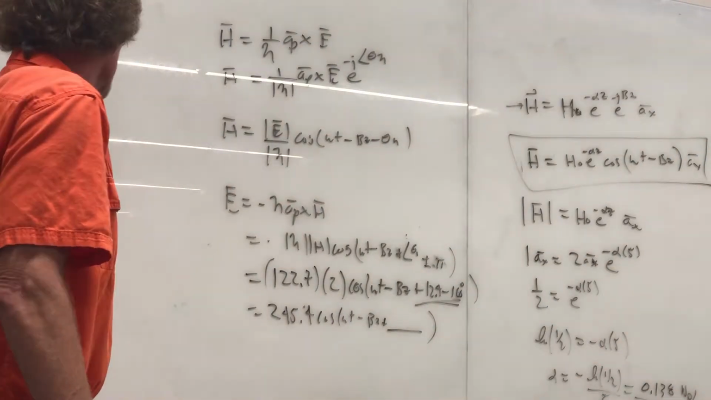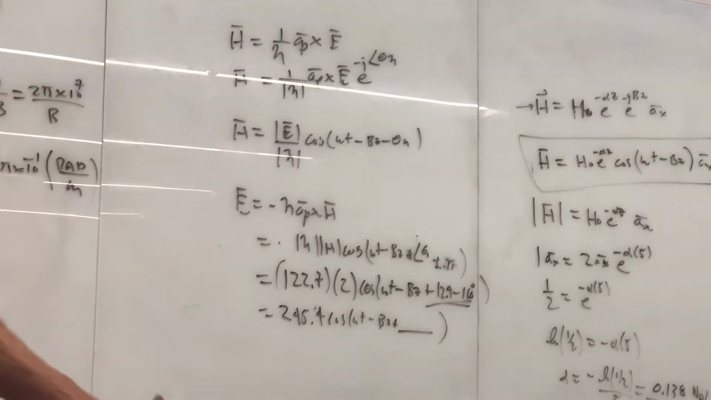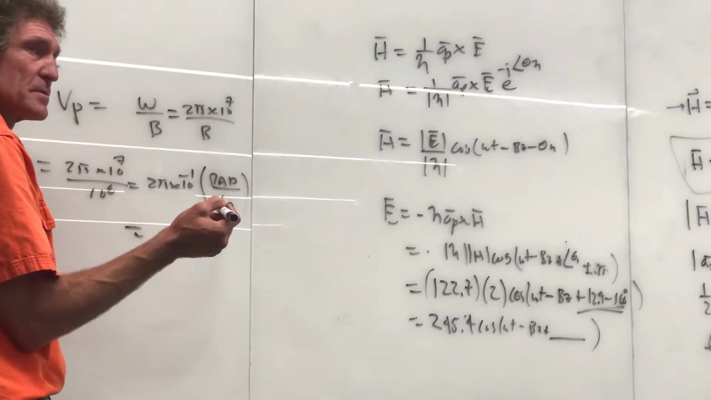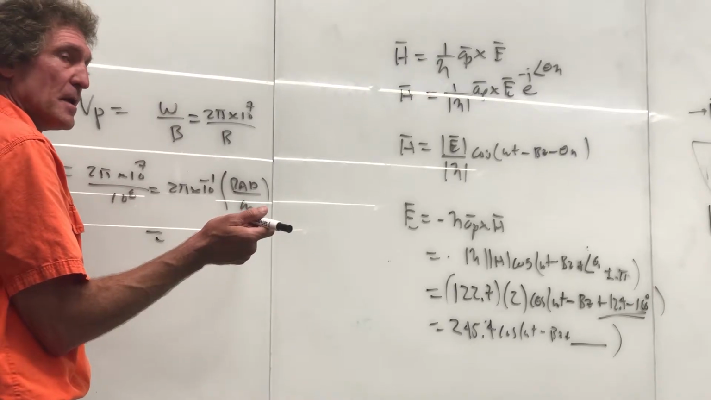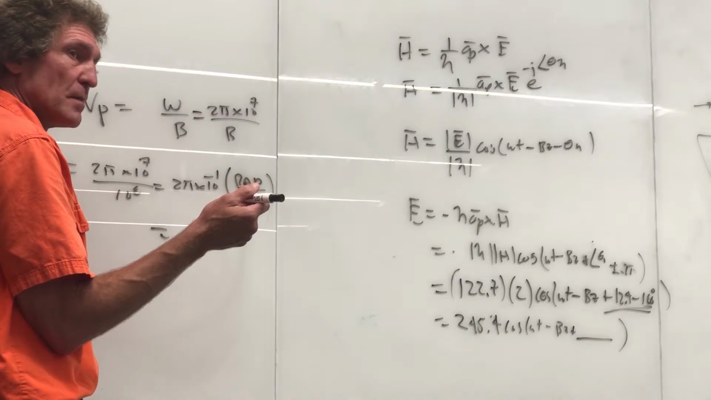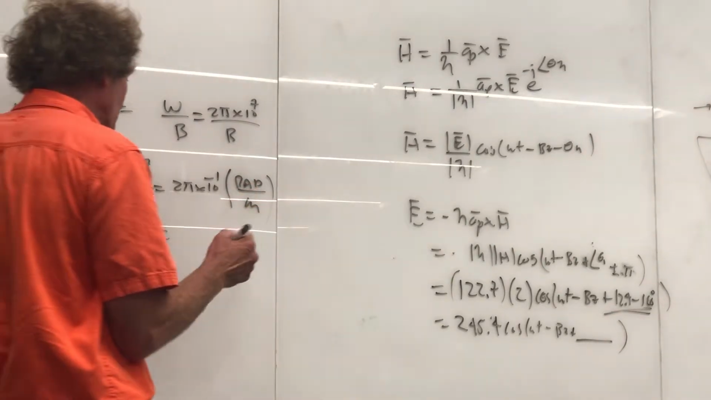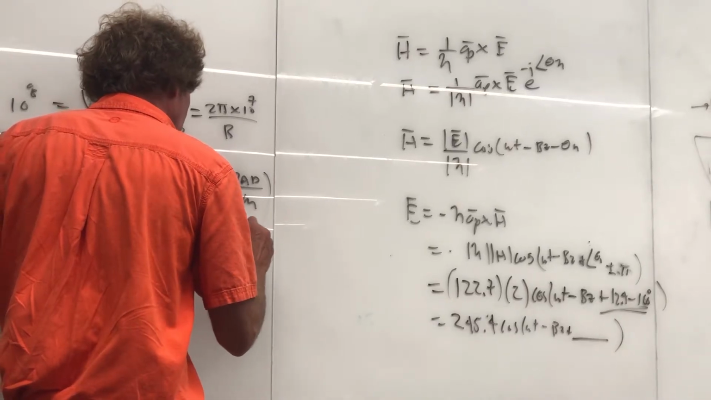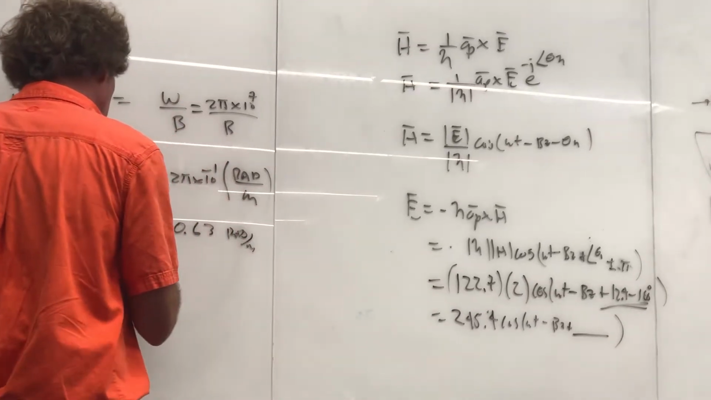Tell you what, check this first. Does he have this for beta? Beta would be 2 pi is what, 6 point something? Can anybody give that to me? Pi is 3.14, 2 times is about 6. So this is about 0.63 rads per meter. Does he have that for beta? He's got that right.